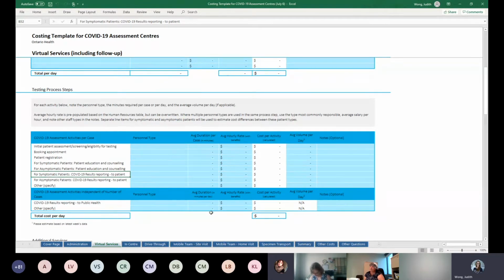Next question, public health hosts the call center and does the callbacks, not our assessment center. Do we still include this information? So if your assessment center does not do it, do not include it. You can include a note that will help us understand that it is because you don't do it, not because you've forgotten to fill it out.